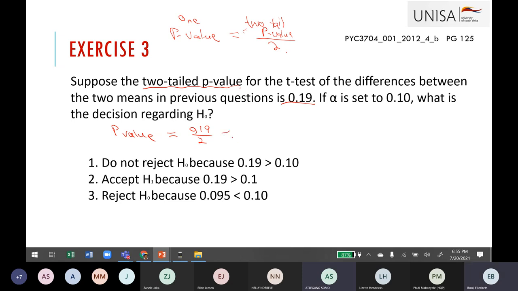0.095. And that will be 0.095. And once you have gotten that, you need to go and make a decision. Remember the decision? So let's put there the rule. The rule says if the p-value is less than alpha, we reject the null hypothesis. That is the rule. Based on the information that we just collected now, make a decision.